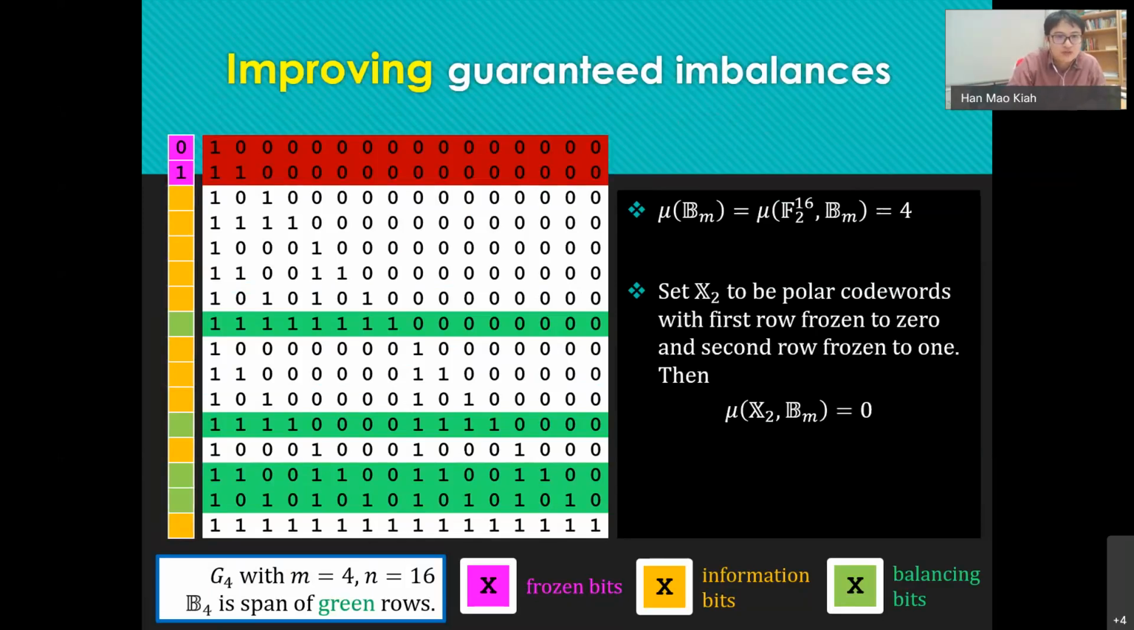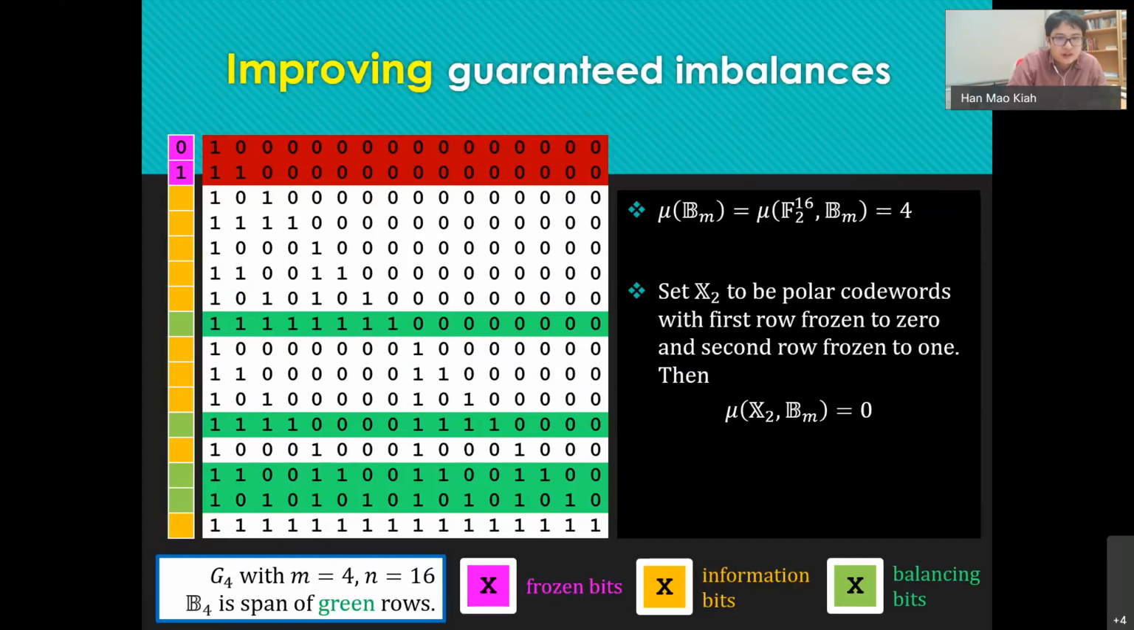What we can do is, instead of allowing you to fill in anything on the orange cells, we just pick away two of the top cells, so freeze the first cell to 0 and the second cell to 1. It turns out that if I do this trick by sacrificing 2 more bits, I can achieve perfect imbalance. In other words, no matter what you fill in the orange cells, I can always find something in the green cells such that the sum is balanced. That's what this guaranteed imbalance means.